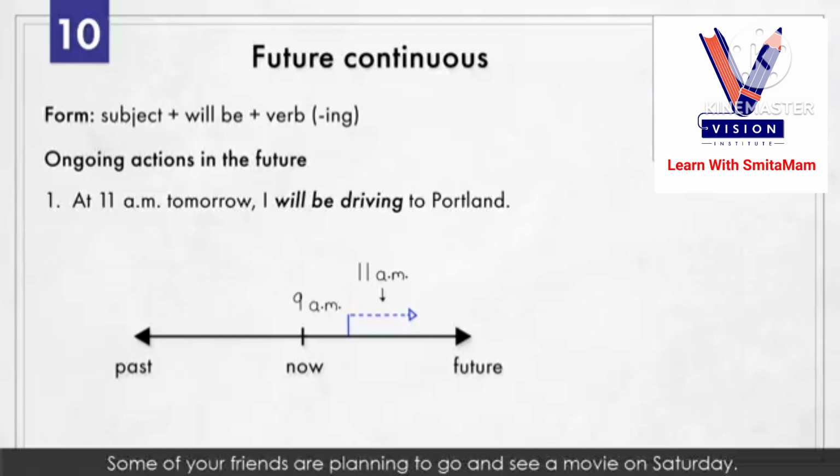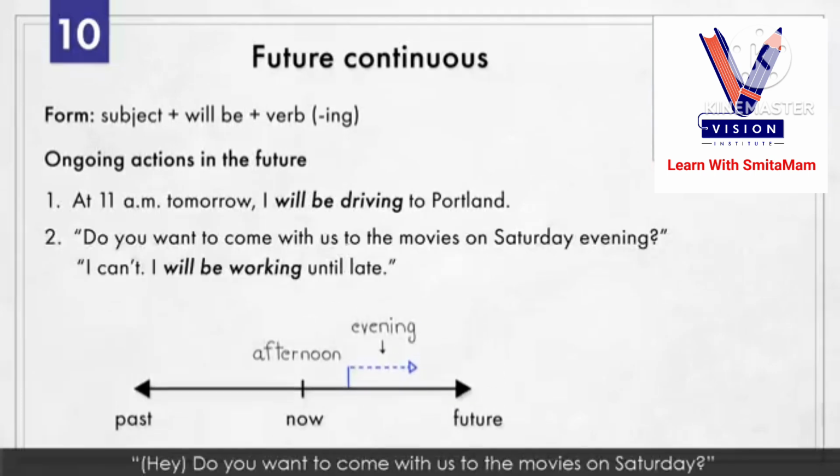Here's another example. Some of your friends are planning to go and see a movie on Saturday. One of them asks you, "Hey, do you want to come with us too? The movie is on Saturday evening," and you say, "I can't. I will be working until late at night."